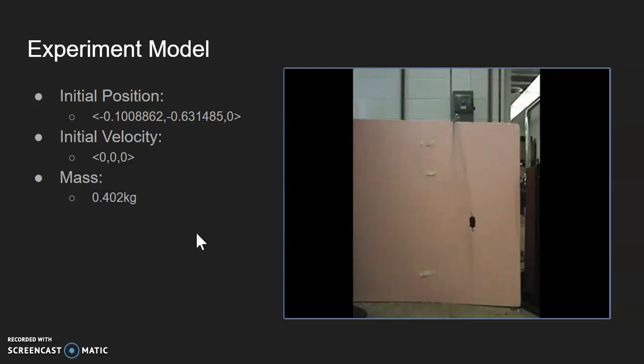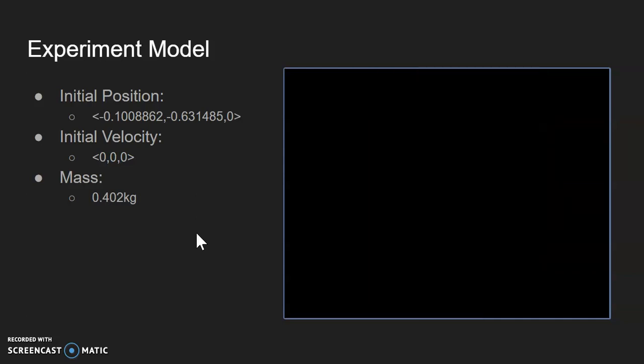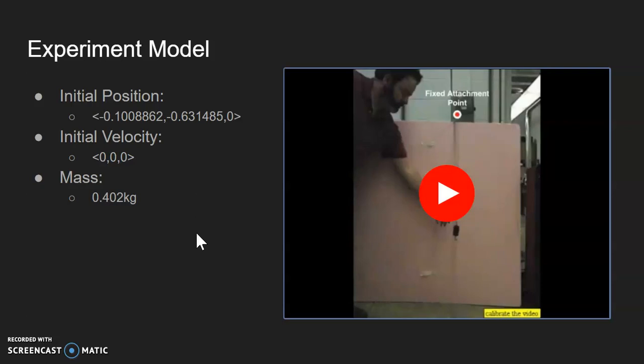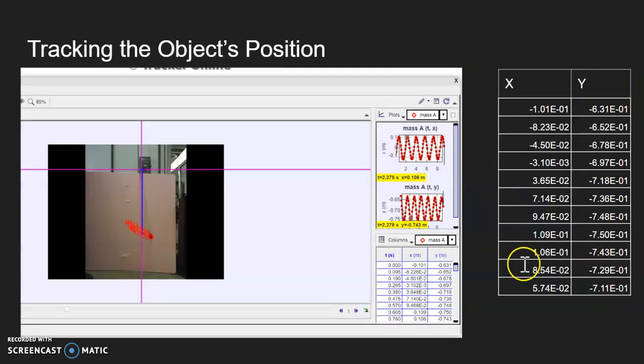The positions at different times were modeled through the Tracker program by tracking the position of the center of the object throughout the time frame. The initial position was obtained to be negative 0.100 in the x direction and negative 0.63 in the y direction. The initial velocity was set to 0 as it was dropped from rest, and the mass of the object was given as 0.402 kilograms. The following set of x and y positions were obtained from the Tracker program, which were then used to form the model in the code as a CSV file.